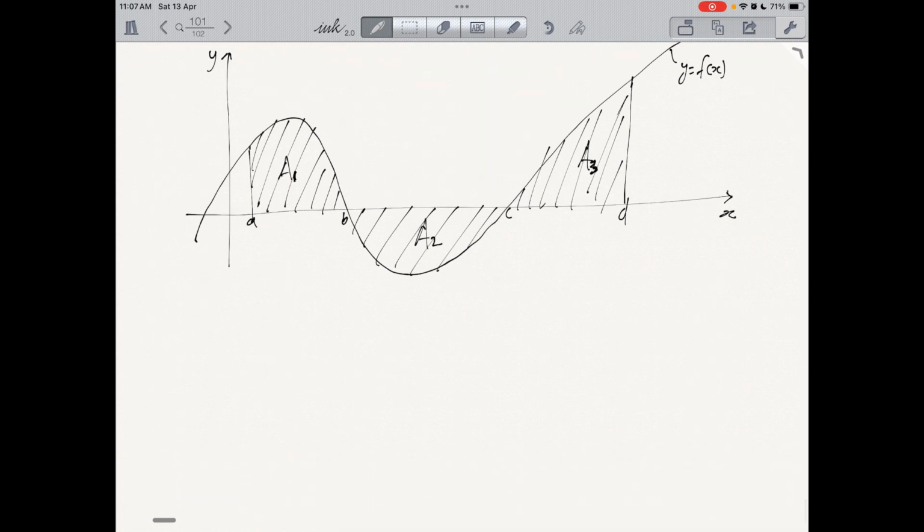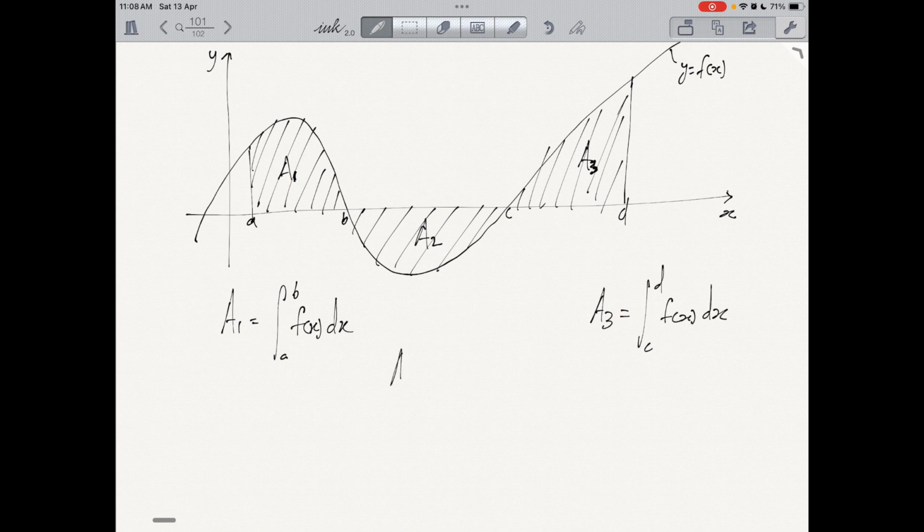Now A1 is what we are familiar with. A3 is also what we are familiar with because it is under the curve. But when it is below the x-axis, the result will just be minus. So we can say that A1 is the integral from a to b of f of x dx. Likewise, A3 is the integral where the lower limit of A3 is c to d of f of x dx.